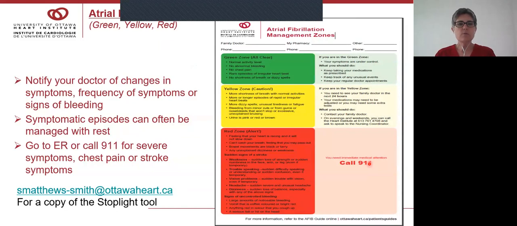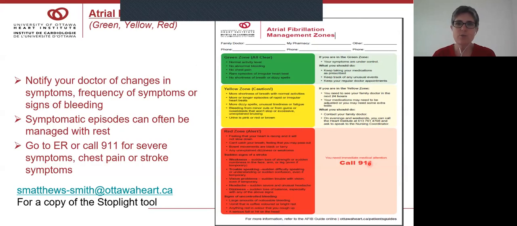So for symptoms, we use a stoplight tool, and I put my email address there if you'd like a copy of this, because I know it's a little bit hard to read on the small screen. You're in the green zone if you have a normal activity level, no abnormal bleeding, no chest pain, not too many episodes of irregular heartbeat, and no shortness of breath or dizzy spells. This is when you're feeling pretty good.